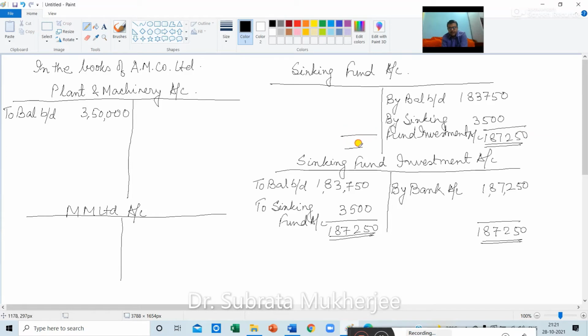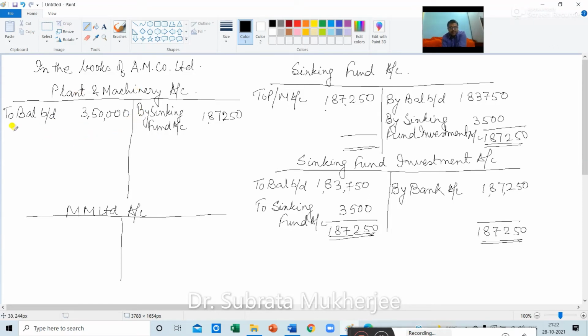This is 1,87,250 and we are going to transfer this balance to plant and machinery account. So to plant and machinery account, I am going to transfer this balance of 1,87,250. So in plant and machinery account, I am writing by sinking fund account. This is 1,87,250.